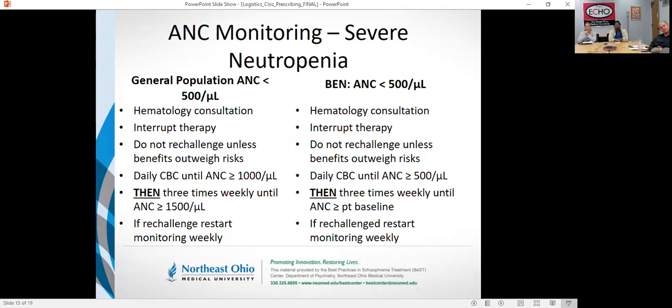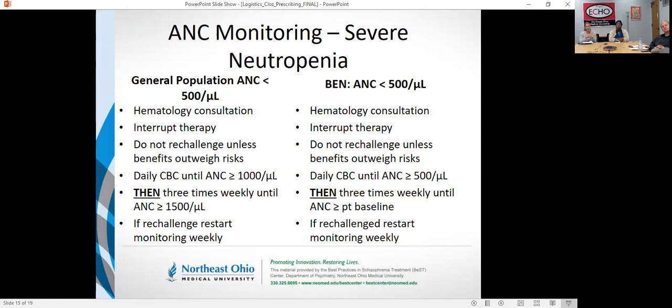Previously, there had been some suggestion not to re-challenge these patients. These patients can be re-challenged with clozapine after their ANC values are back above either the 1,500 mark or the 1,000 mark. But there needs to be an authorization to continue treatment, so some type of treatment rationale that describes why the benefits of being on clozapine outweigh the risks.